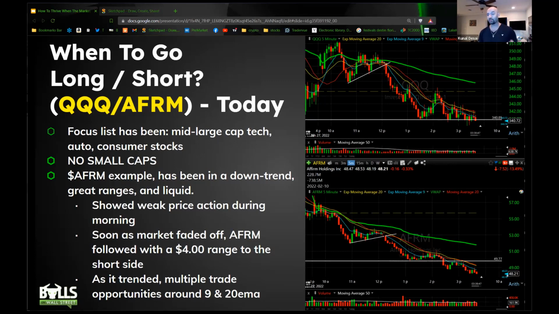The focus has been mid and large cap tech, auto, and consumer stocks, no small caps. We've really been trading a lot of the same names over and over because they have the biggest range and the most liquidity. Out of 8,000 stocks in the market, probably only 100 are worth a damn right now to even look at, and maybe only 50 of them are tradable, which is kind of awesome because it makes your homework a lot less.